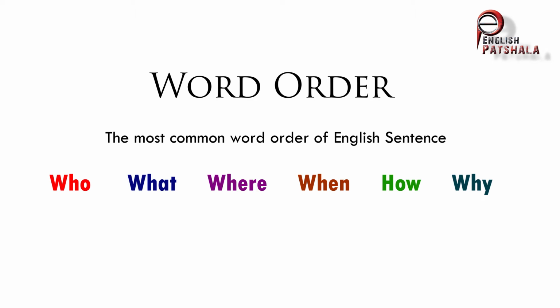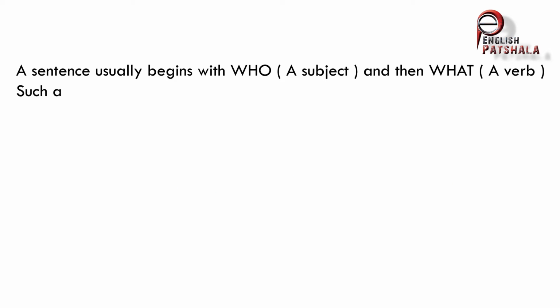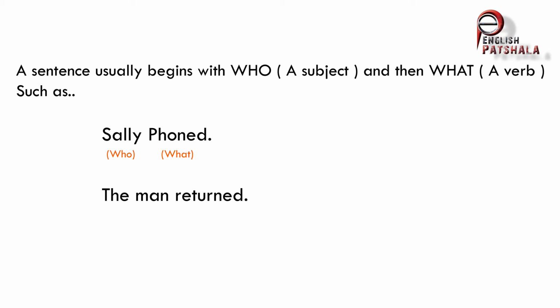And as we know, a sentence usually begins with who, a subject, then what, a verb, such as Sally phoned. Who phoned? Sally. And what did Sally do? She phoned. So here Sally is who and phoned is what. Same way, the man returned. The man is who and returned is what.